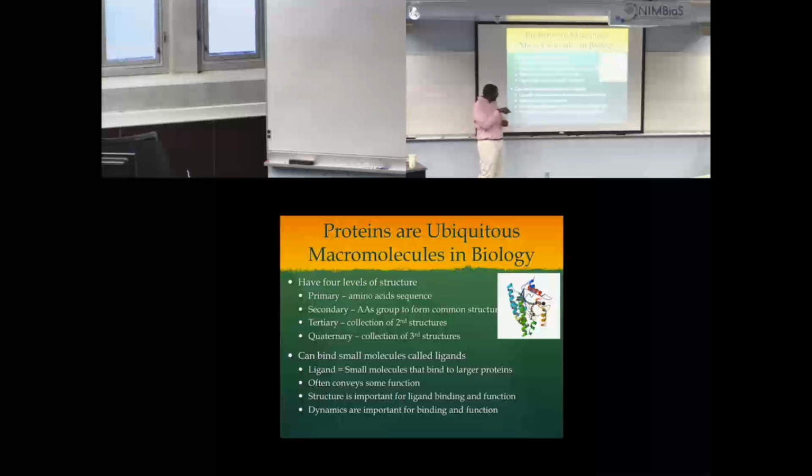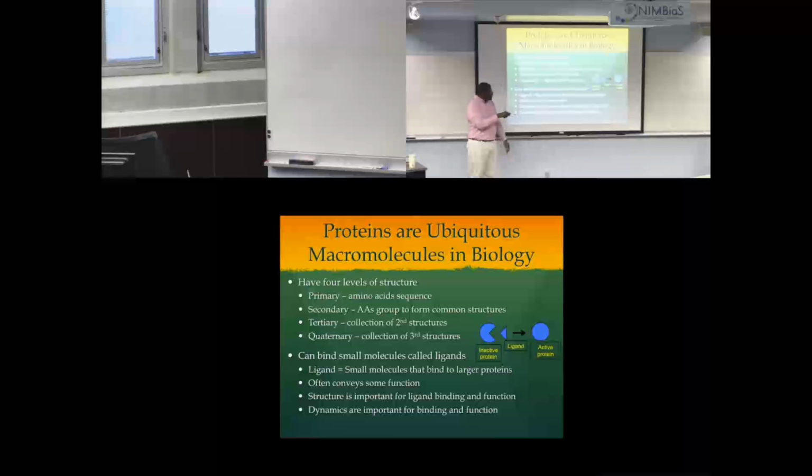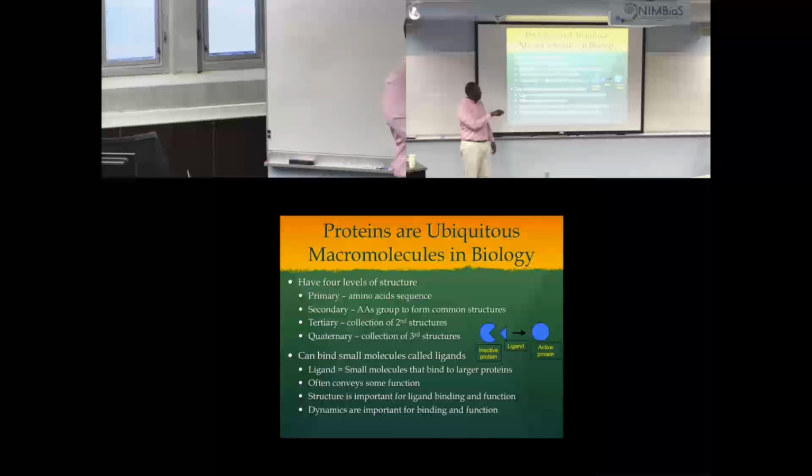Okay, so now let's get down to another important aspect of proteins. Proteins are able to bind small molecules called ligands. So if you think of the protein as this kind of Pac-Man looking thing, it's gobbling things up. This guy comes in, the ligand is this kind of triangle. The ligand binds to the Pac-Man, the protein, and now you have an active protein.